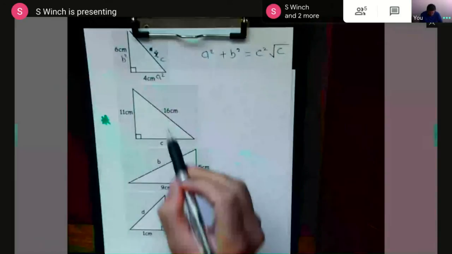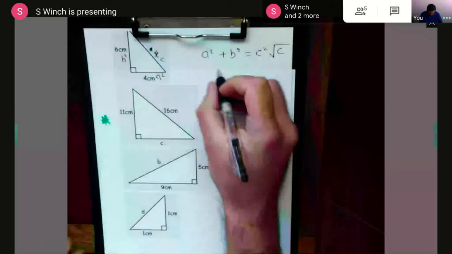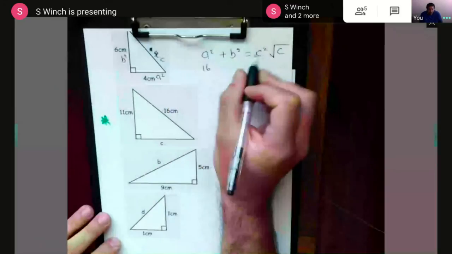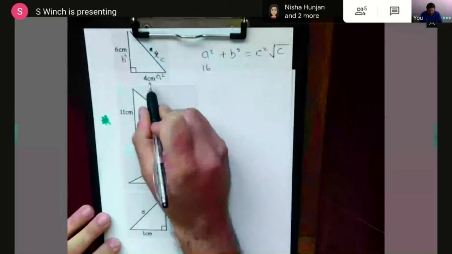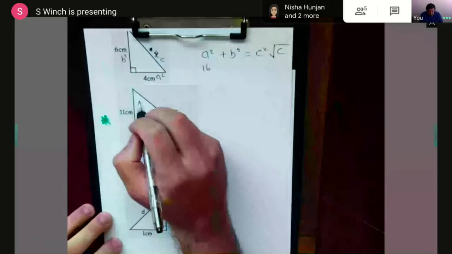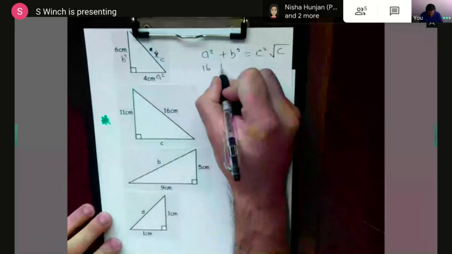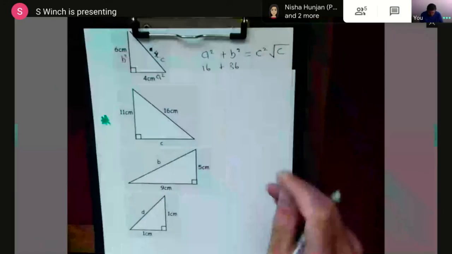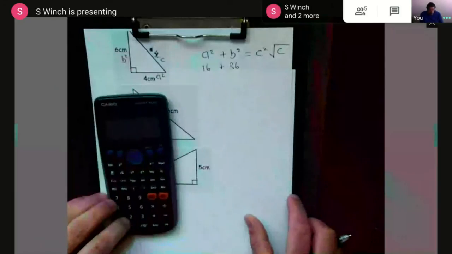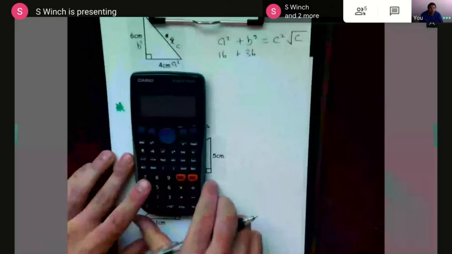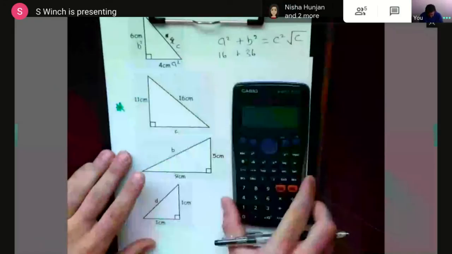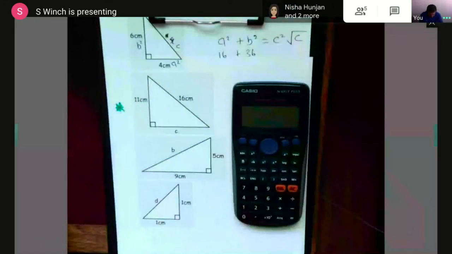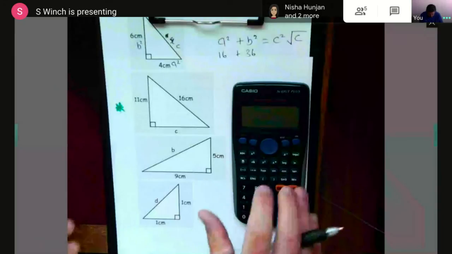So you've got A squared. First of all, A squared is obviously 16. 4 times 4 is 16. And then B squared, 6 times 6, which of course gives us 36. Then I'll just use my calculator in a second. So we've got A squared plus B squared equals C squared. 16 and 36, of course, gives us 52.